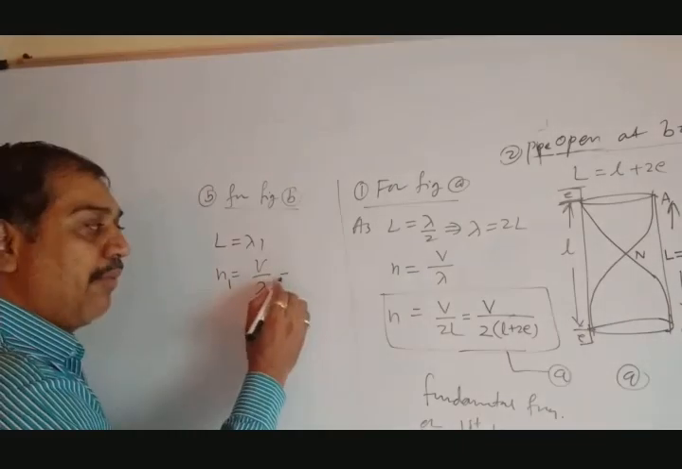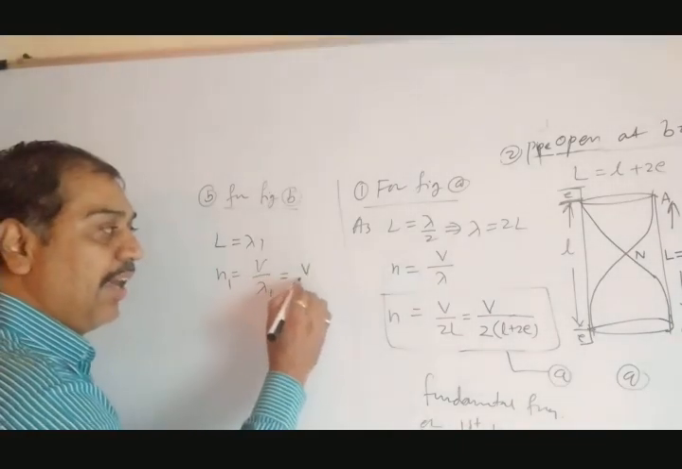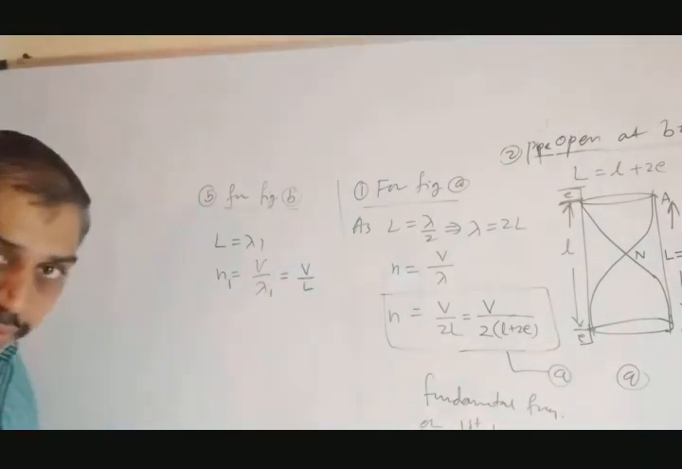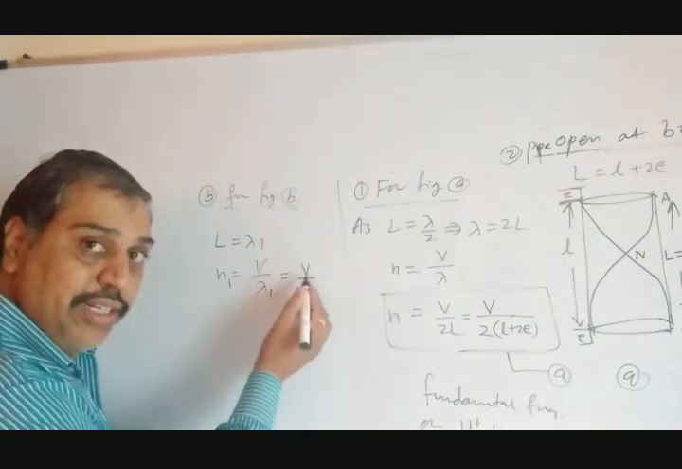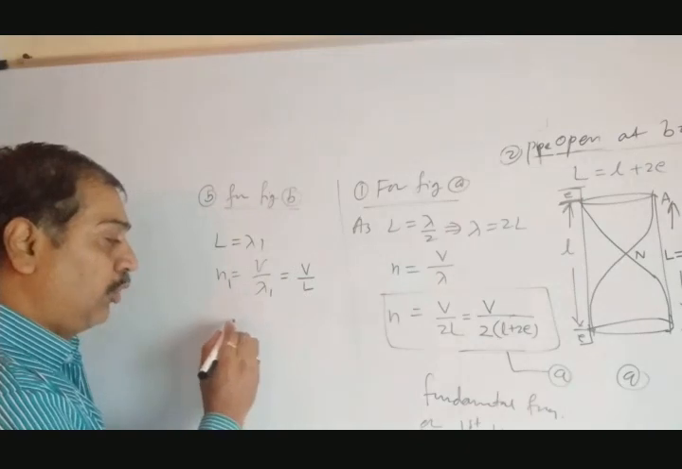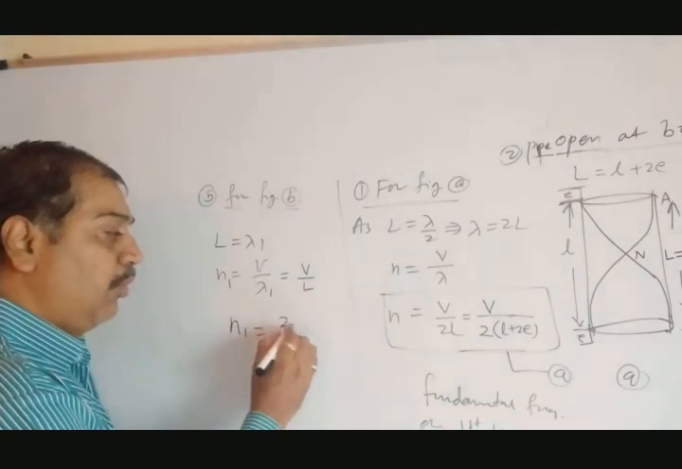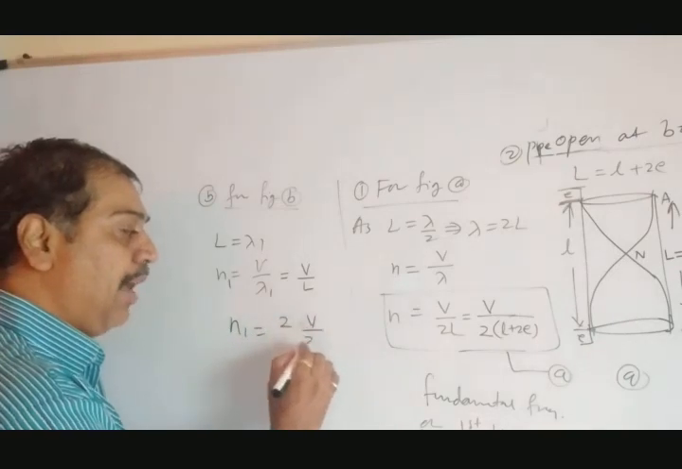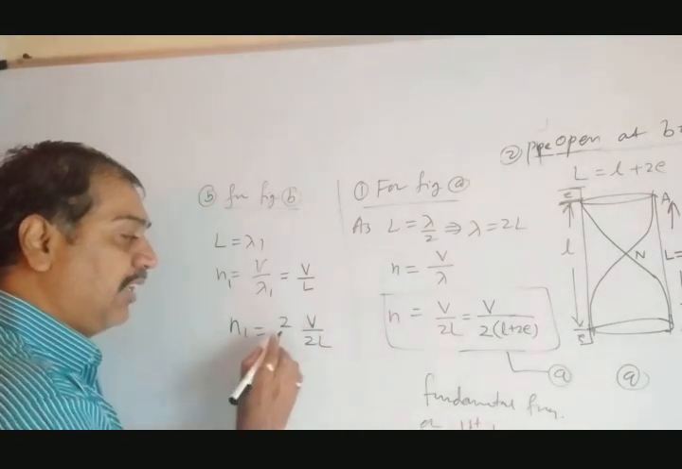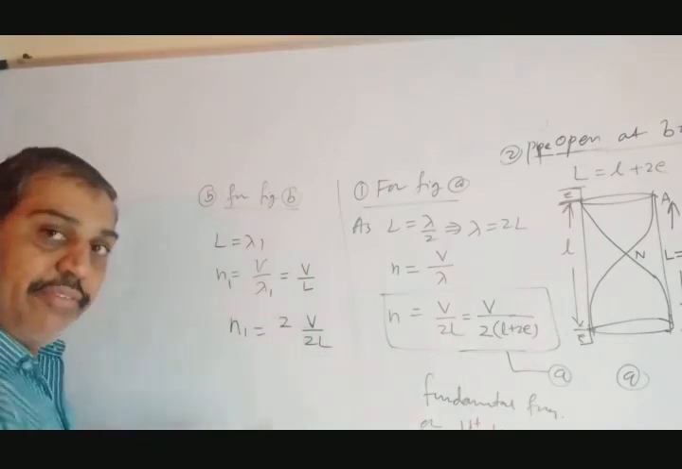Put the value of lambda 1 here. We can write V divided by L. Multiply and divide the right hand side by 2. So you can write N1 equal to 2 into V divided by twice L. If we consider these two get cancelled out, we get V by L.